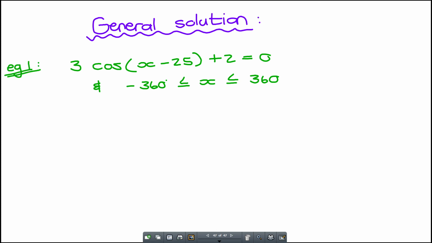Okay, so general solution. Jy het ons verlede jaar op general solution gedoen, hè? That's it. Okay, good. So, they're saying that 3 cos x minus 25 plus 2 is equal to 0. So that we're going to manipulate just now. And then they're also saying that x value must be between minus 360 and positive 360.